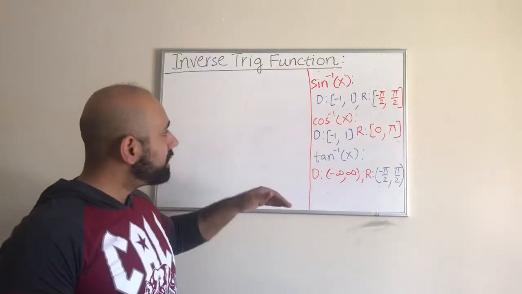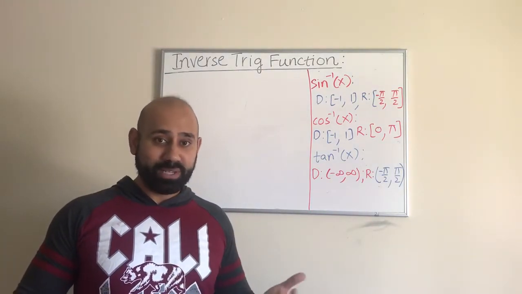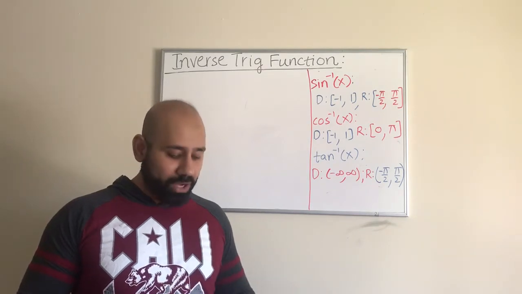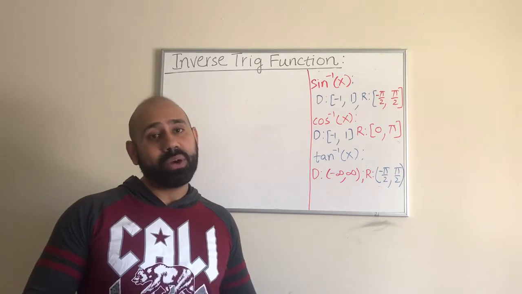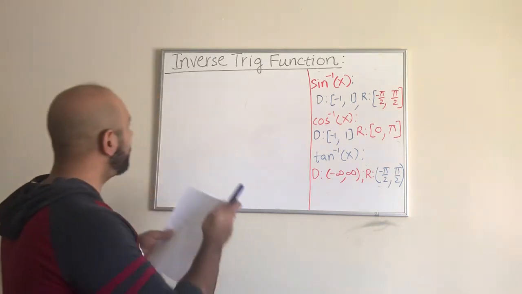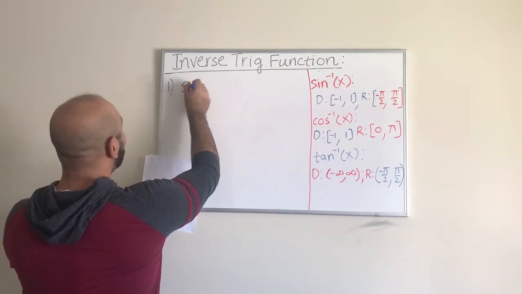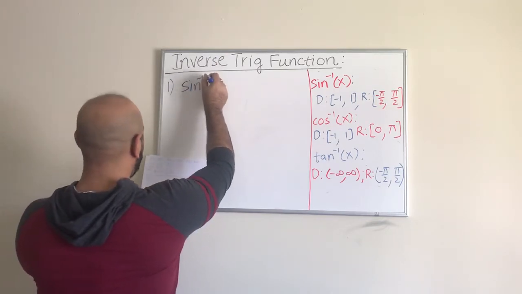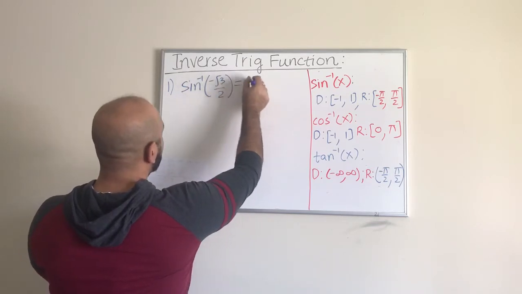Now, based on this and based on the unit circle, or if you want to remember the special triangles, we want to look at some examples of how to evaluate the inverse of some trig functions. So let us look at some examples here. Example 1: we want to evaluate sine inverse of negative radical 3 over 2. This is the first example.